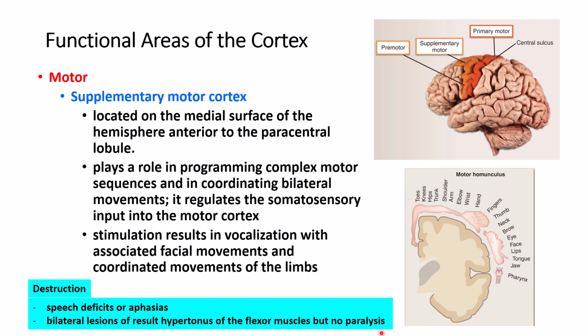The reason there is no paralysis is that other fibers from the primary motor cortex and the premotor cortex are also going down. So if there is damage there, the other parts of the brain help. You will not get any paralysis, but it may increase the tone of the flexor muscles.